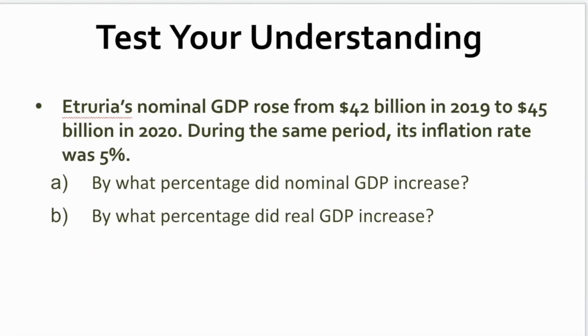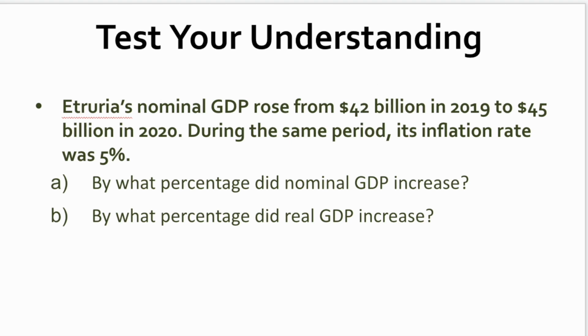Let's take a look at test your understanding. Etruria's nominal GDP rose from $42 billion in 2019 to $45 billion in 2020. During the same period, its inflation rate was 5%. So what we're trying to do is tease out the inflation factor and how much that accounted for the change. So we're asking A, by what percentage did nominal GDP increase? And B, by what percentage did real GDP increase?